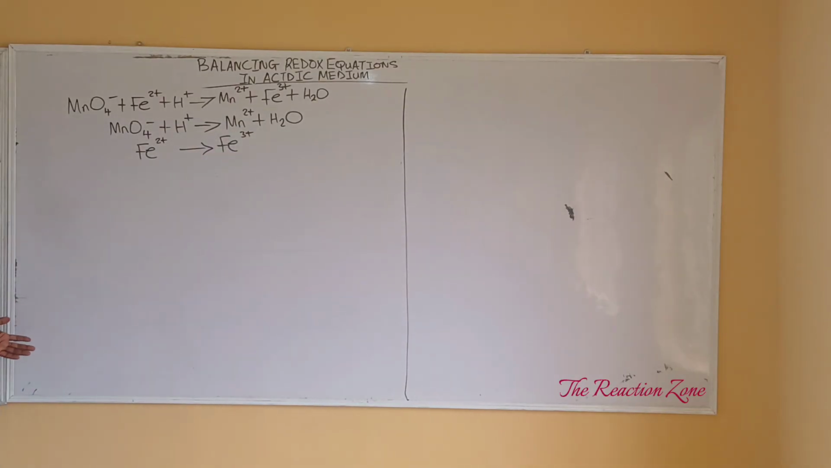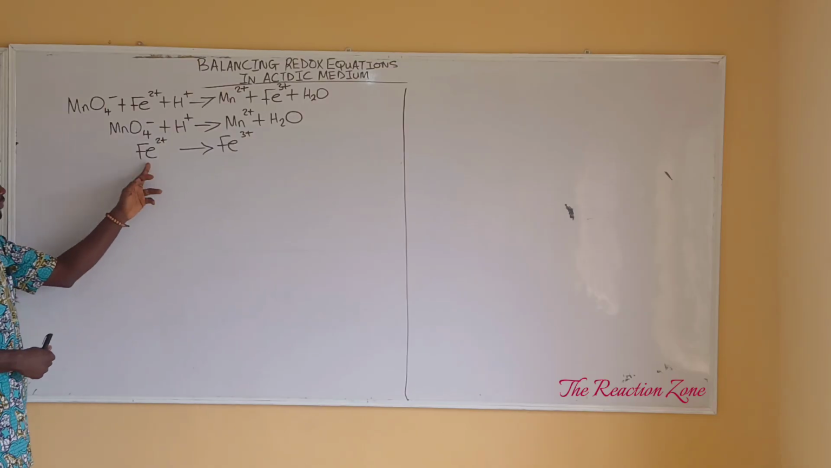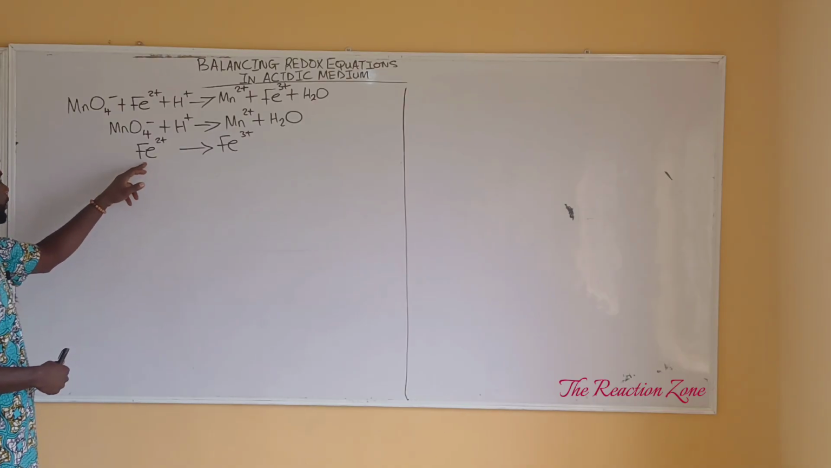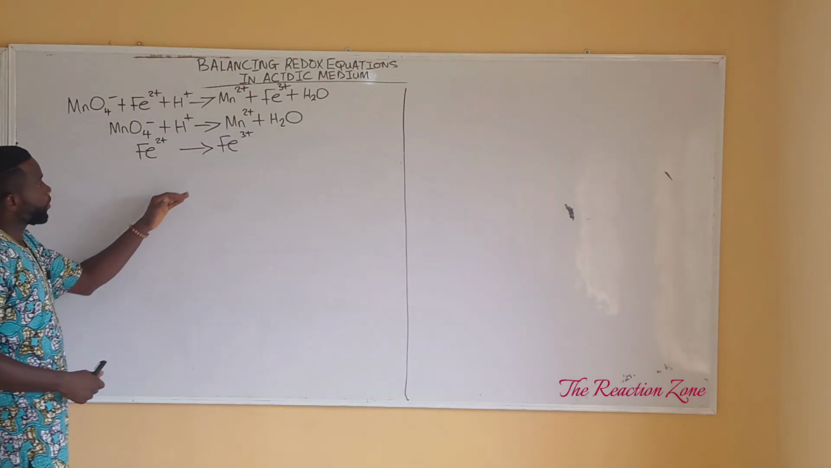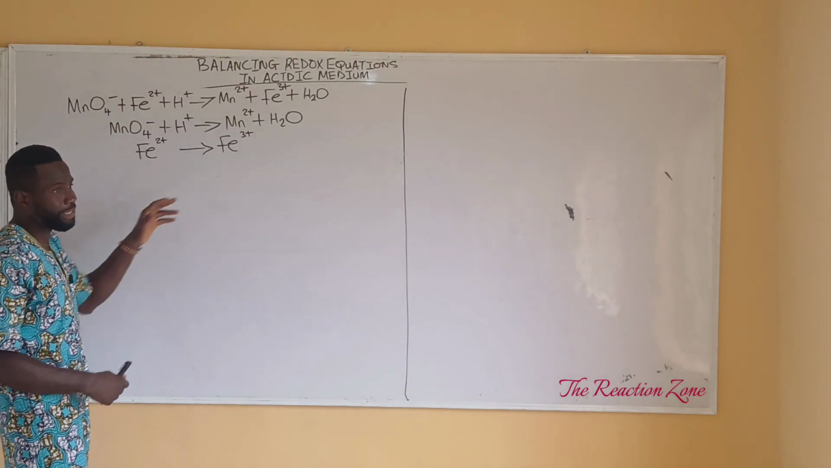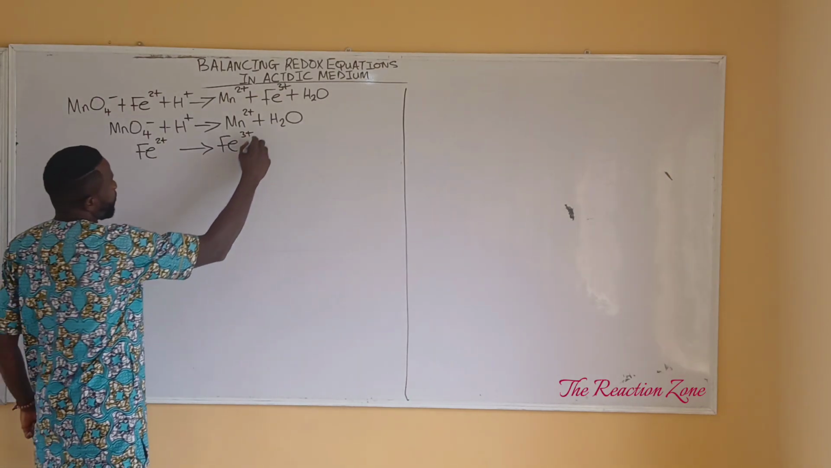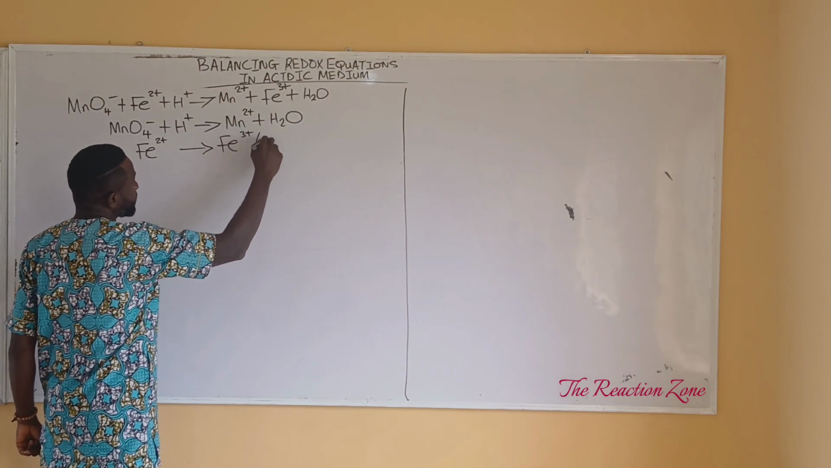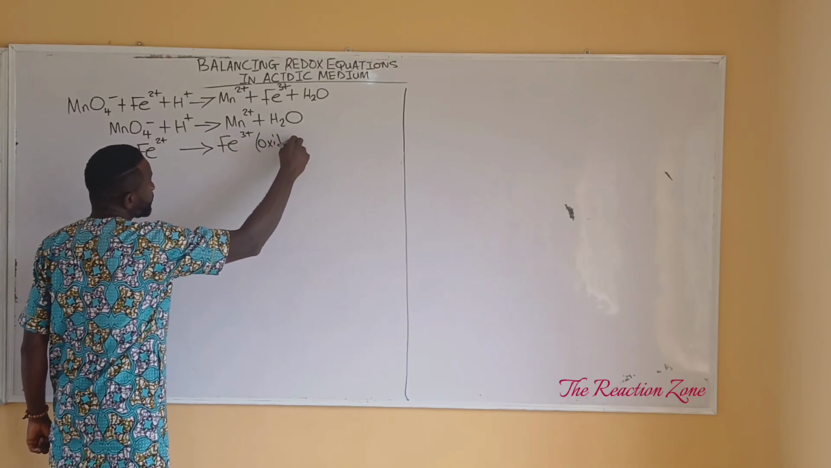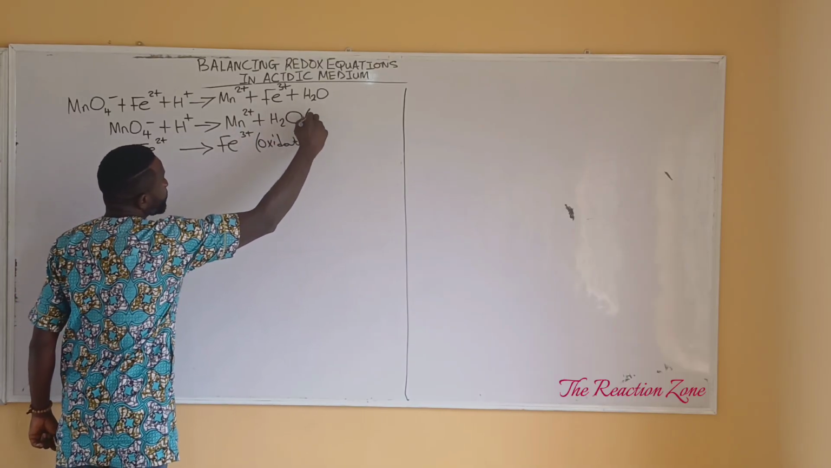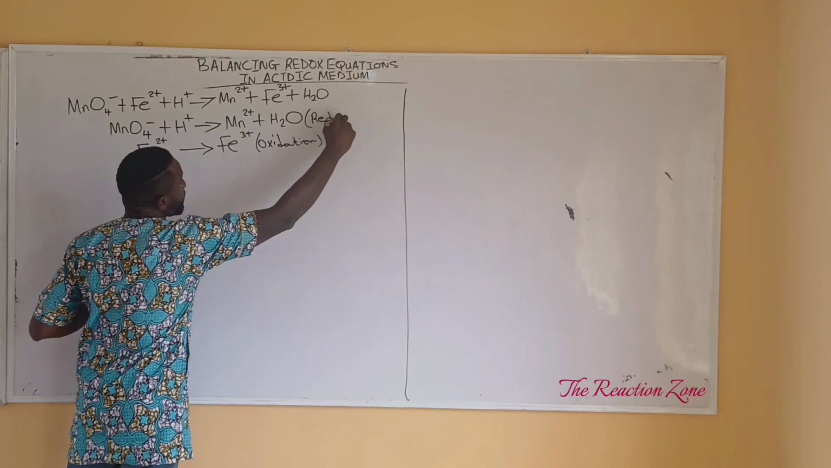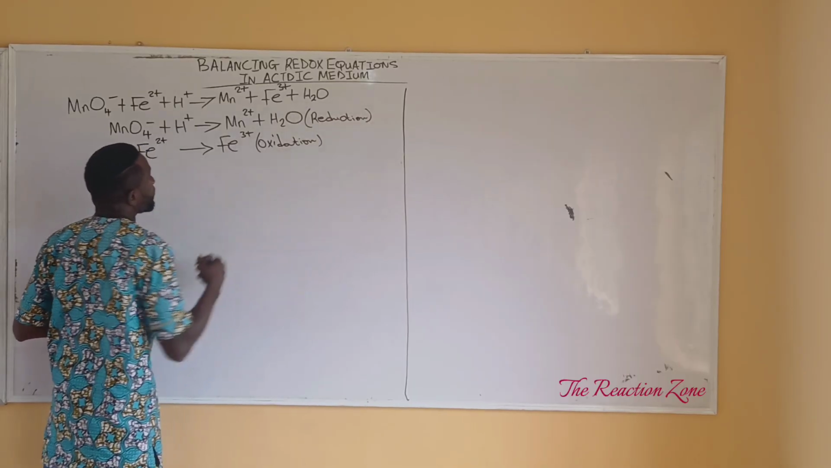Now to determine which of the half equations is oxidation and which one is reduction, I can look at iron. The oxidation number of iron here on the left hand side is plus 2. The oxidation of iron here is plus 3, so there is an increase in oxidation number. So it means that this is the oxidation half equation, and this one here is the reduction half equation.